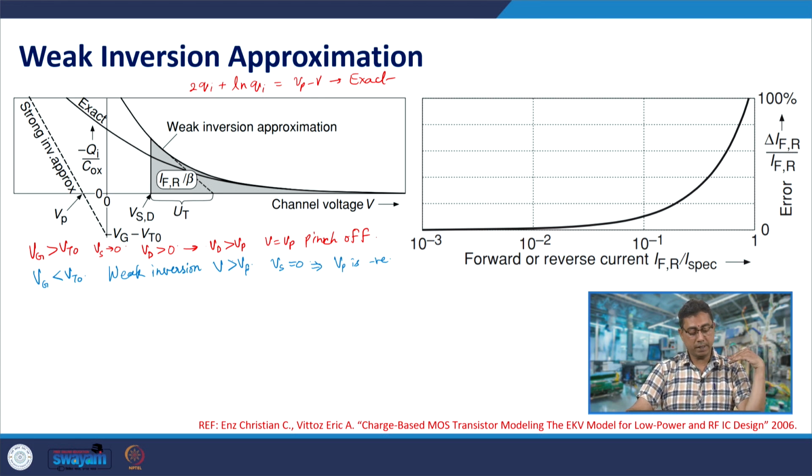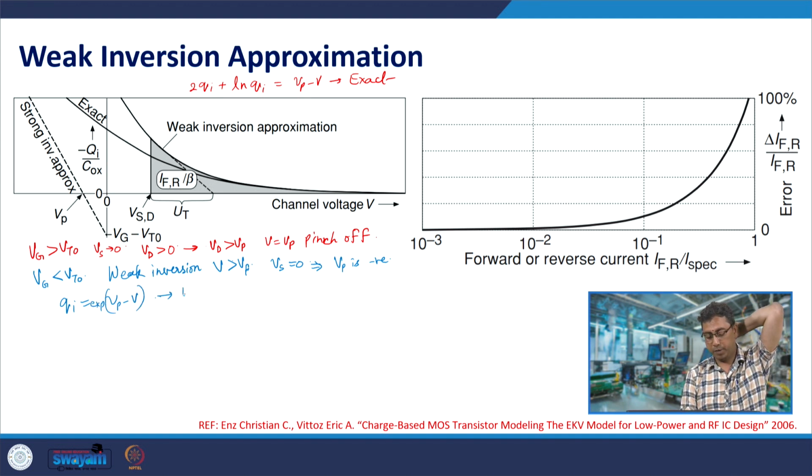Now you are looking at a scenario where the gate voltage is 0 or negative or very small, smaller than VTO. In this case, even for local channel potential being 0, you would observe that there is a pinch off, so to say, because in this expression 2 Qi plus natural logarithm of Qi, this would dominate as we had discussed earlier. So, now let us look at the forward current. Qi is Vp minus V exponential of Vp minus V, weak inversion approximation.